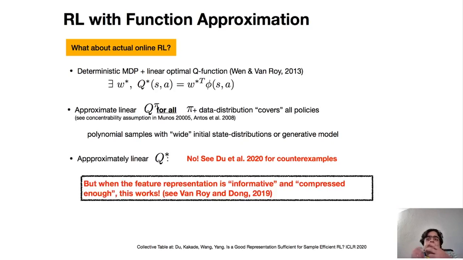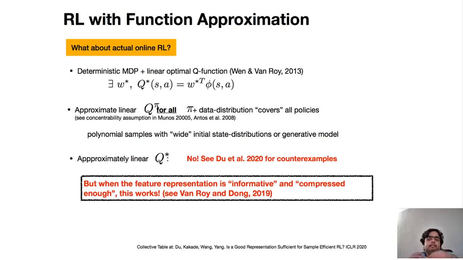And the strong point which this last bit tells us is that this result is not quite true when your feature representation phi of SA is informative, meaning that it can predict the function very well, which means your Q star function can be represented under this representation to a good degree of accuracy. But along with that, if it is also compressed, meaning that the dimensionality of phi is small enough, in that case, approximate linear Q star works.